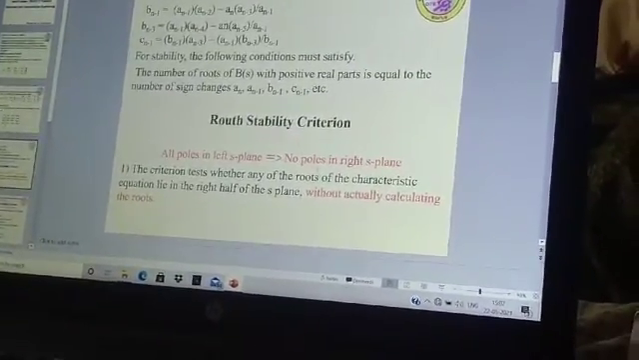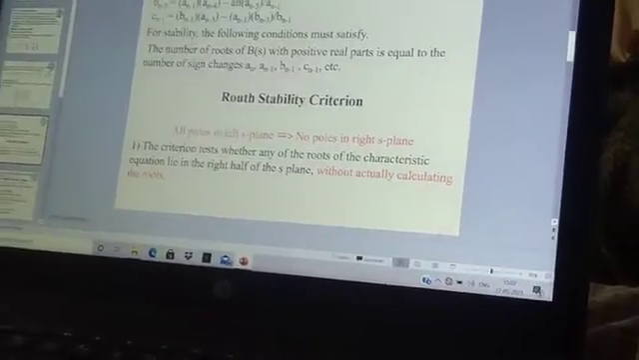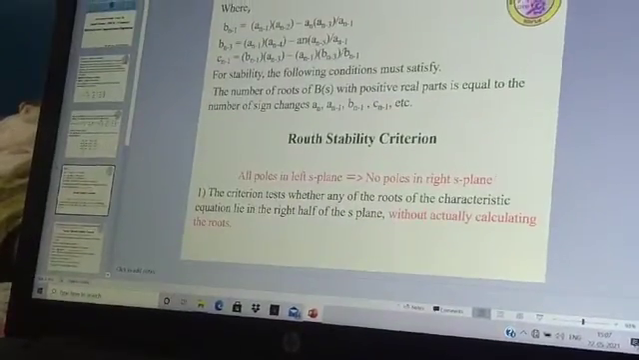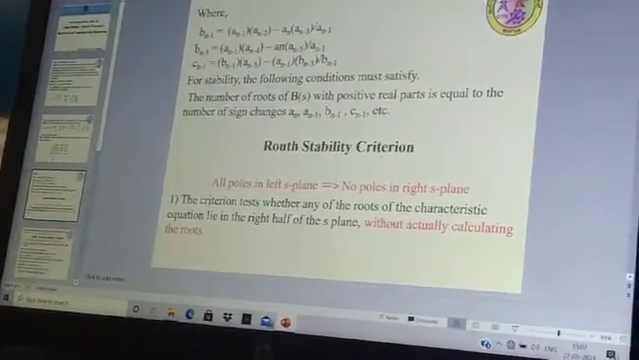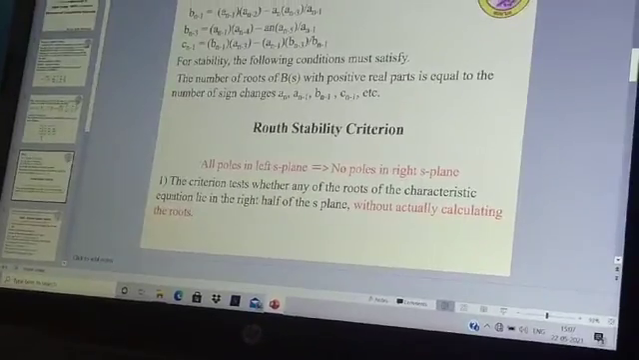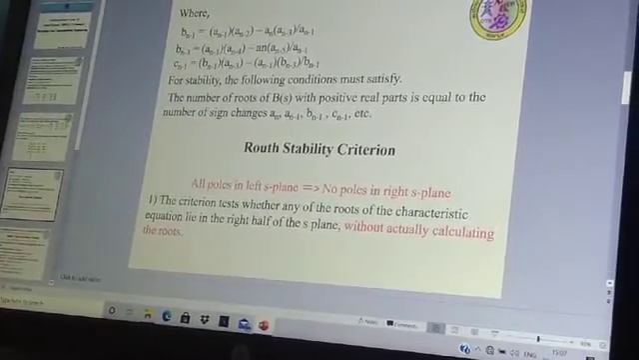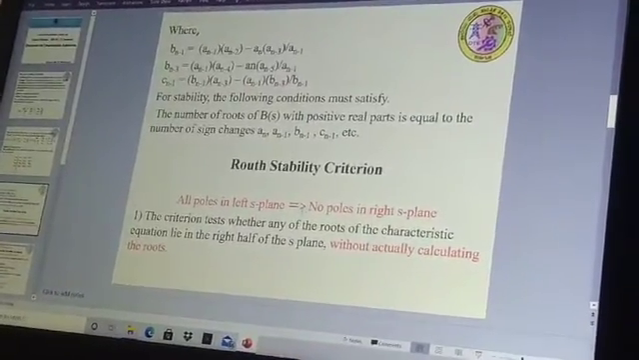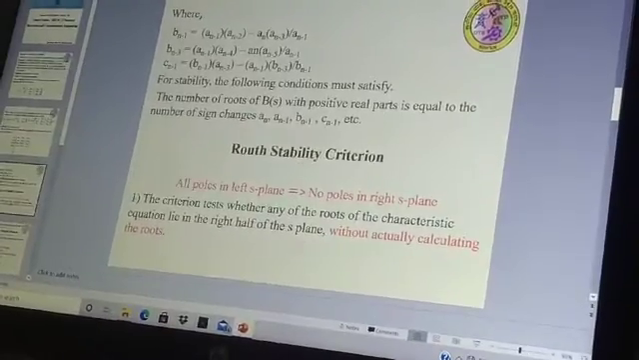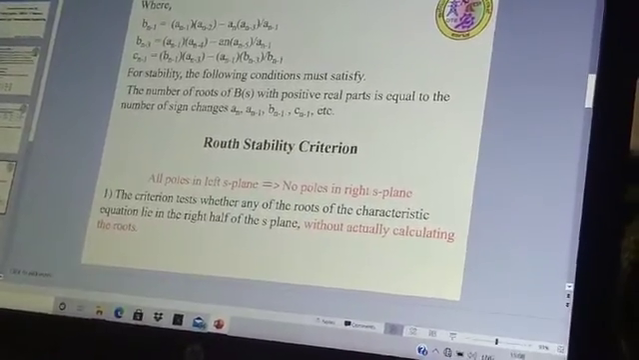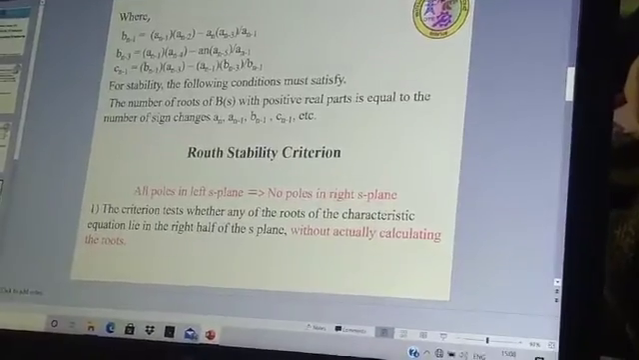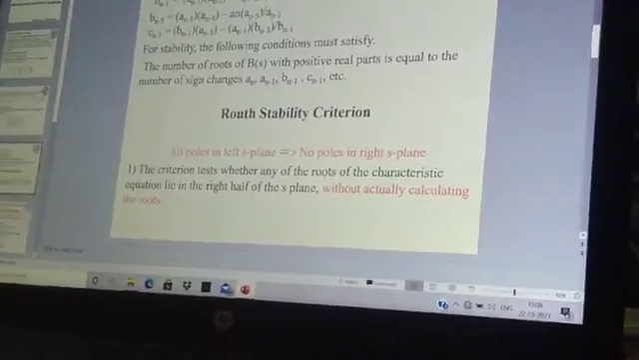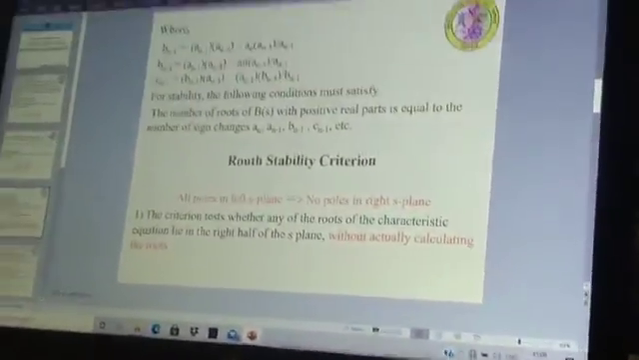Now, the Routh stability criterion: all poles in the left S plane means no poles in the right S plane. That means if you are going to say a system is stable, all poles should be in the left S plane, and no pole should be in the right S plane. So that is the first criterion of Routh stability.